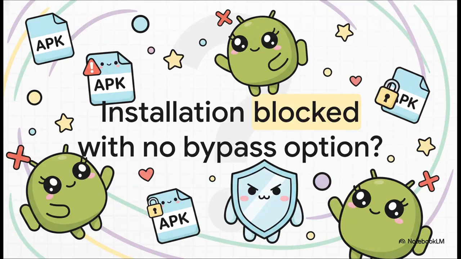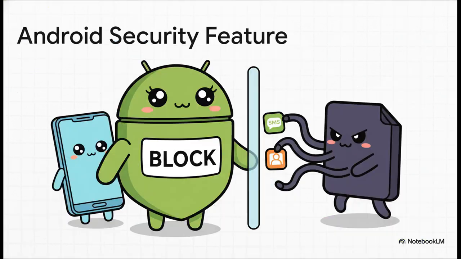Okay, now for a different kind of message. What if you tried to install an APK and your phone just shuts it down completely? You get a big warning that says something like, "install blocked for your protection," and there's no button to bypass it. What does that mean? So this isn't an error. This is actually your phone saving you from a big headache.